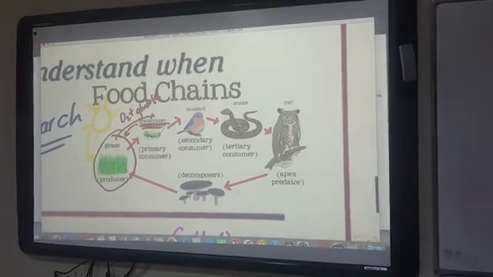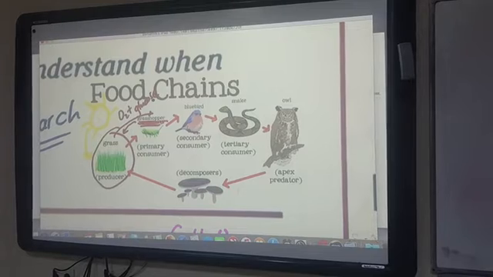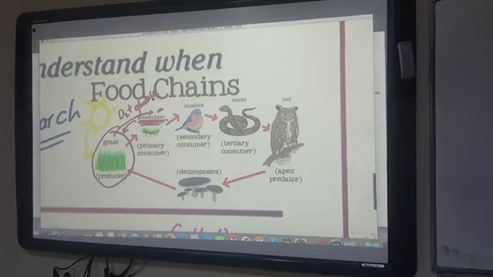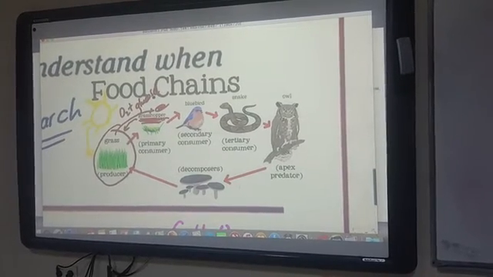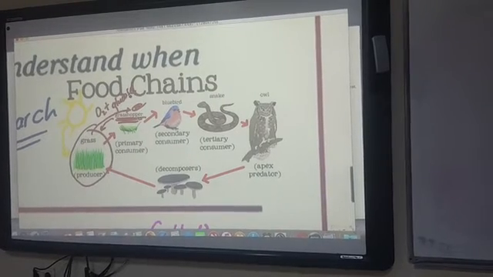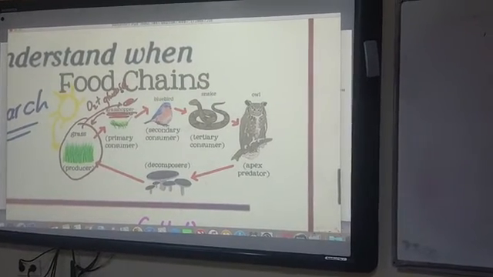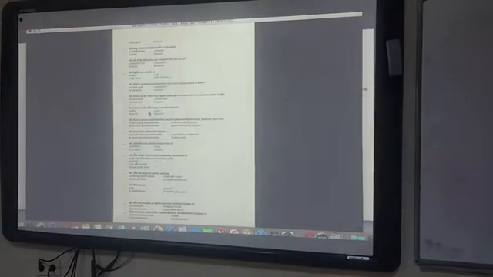When a meat eater eats a plant eater, this energy passes to, again, what? Meat eaters. This is the energy flow.